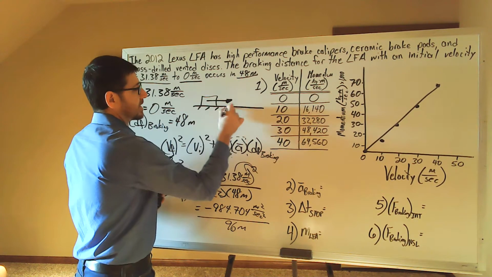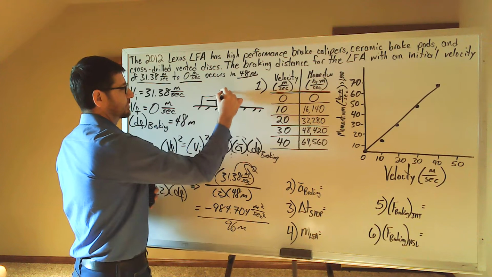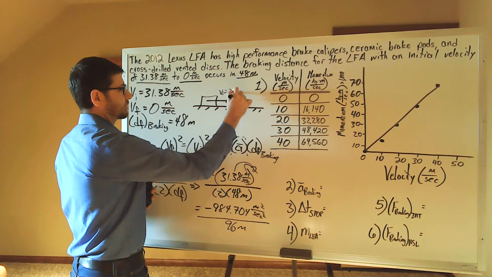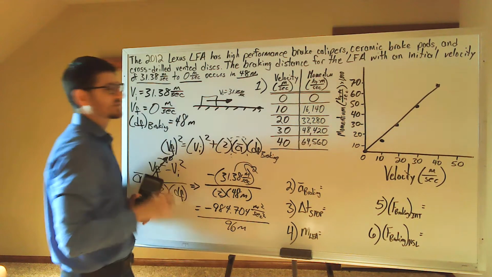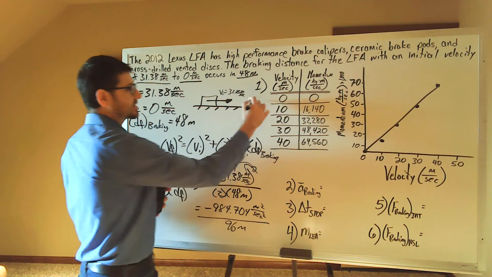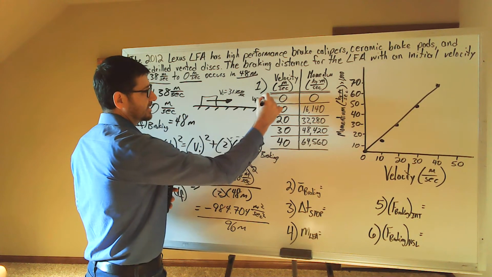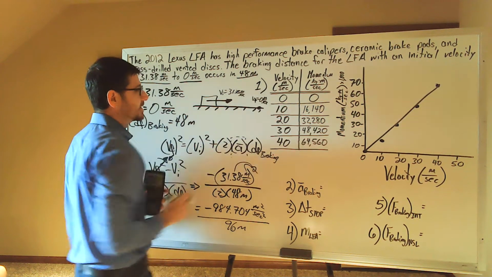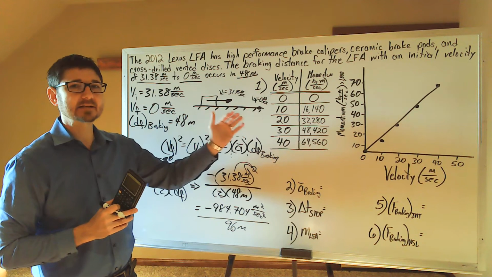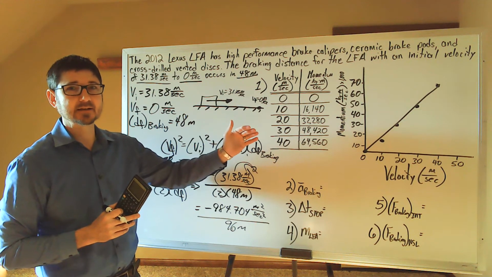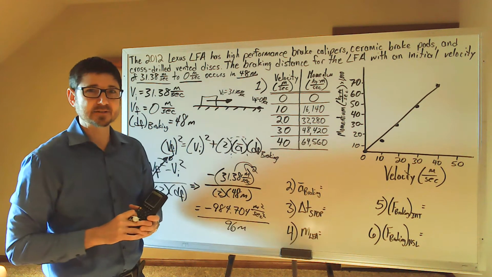We're traveling in a positive x direction. Our initial velocity is 31.38 meters per second. And then we slam on the brakes and we come to a stop. So our final velocity is 0 meters per second. So when our final velocity is less than our initial velocity, that means we're going to have a negative acceleration.